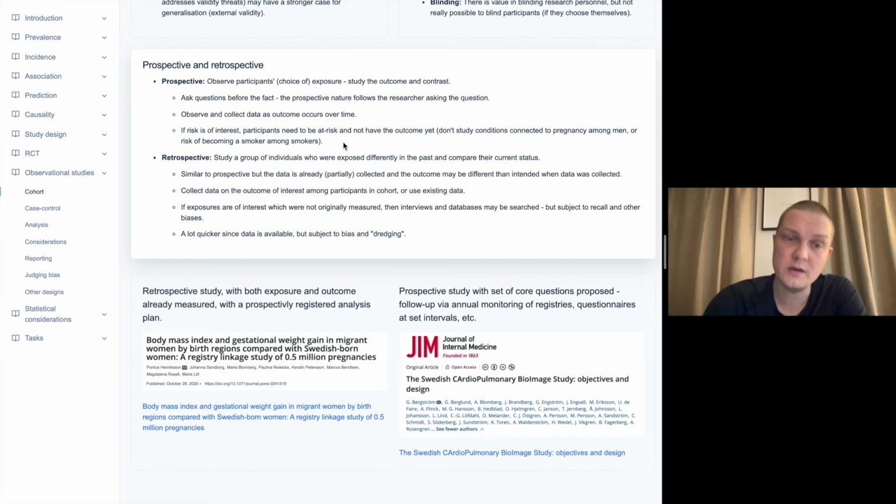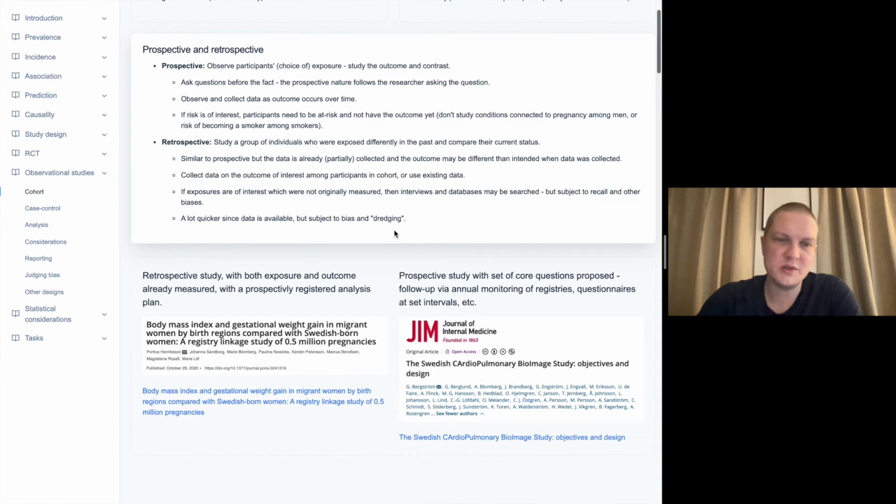It's a lot quicker than a prospective study because in some cases you already have all the data. You don't have to wait for it. But it's subject to bias and also subject to dredging in the sense that you can go through registers all day long and you're going to find interesting stuff, but it's probably just going to be by chance. And that's usually referred to as dredging.